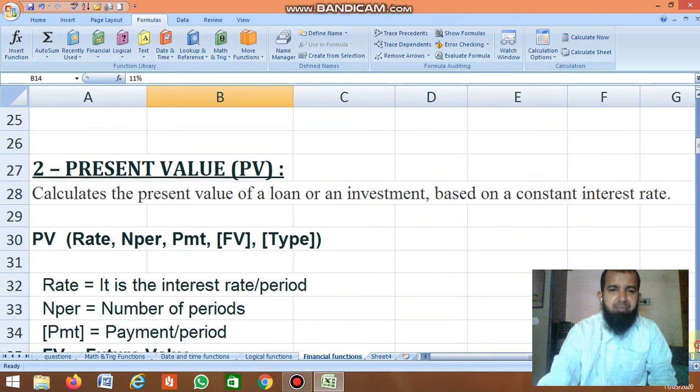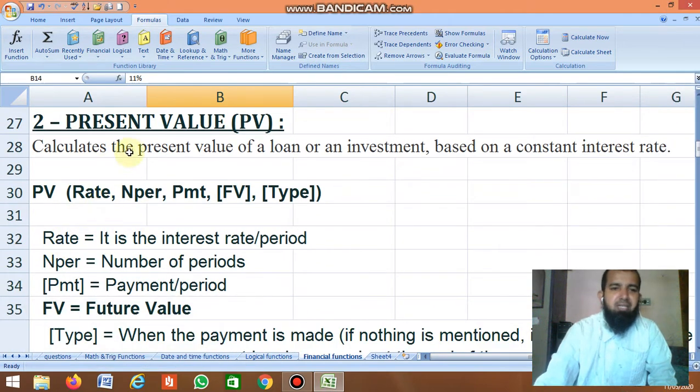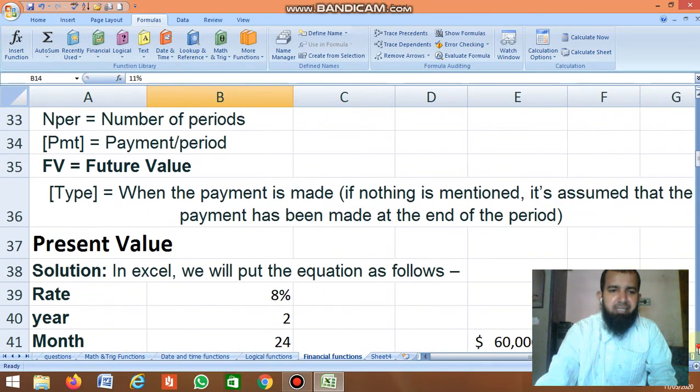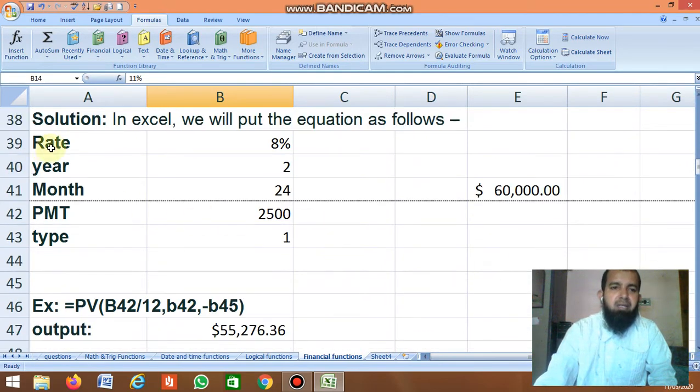Next, present value. Calculate the present value of a loan or an investment based on a constant interest rate. Okay, this is the syntax. Take an example. Interest is 8%. Year 2 means total 24 months. PMT is 2500 and type is equal to 1. Let's see, for example, if you want to purchase a bike, you go to the bike shop, and he says the cost is 60,000. He is ready to give 8% discount.